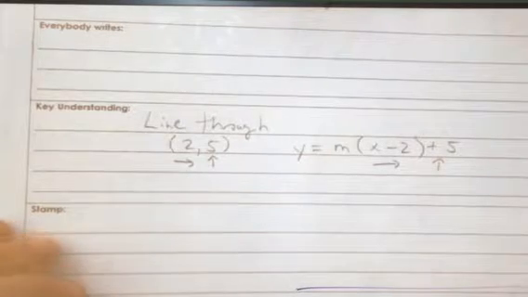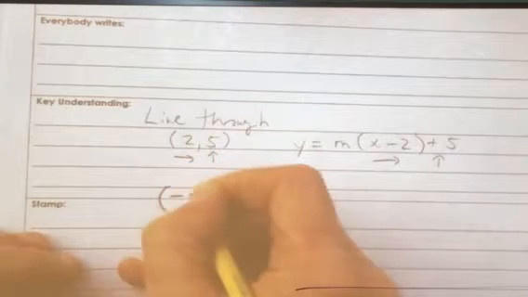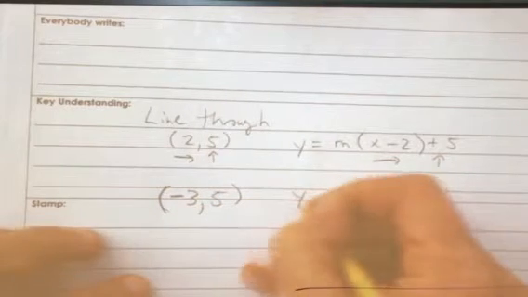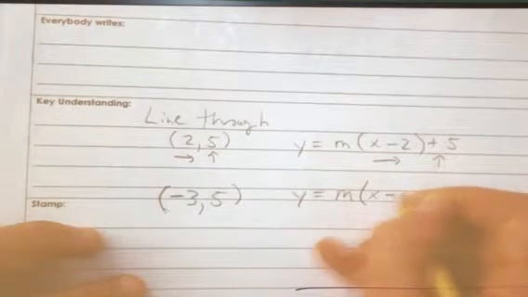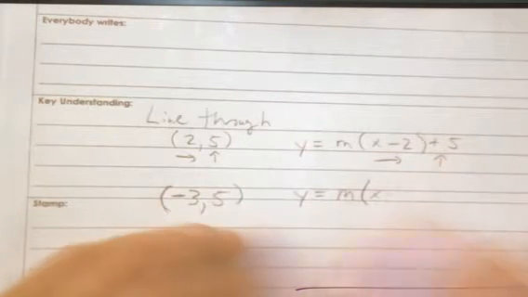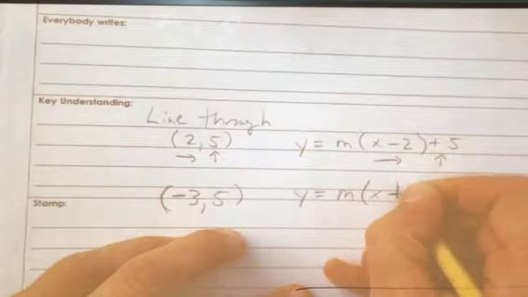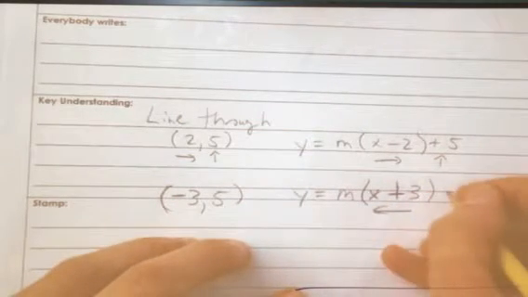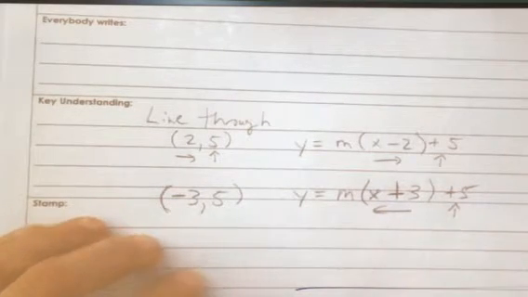Okay, good. Let's do another one. This time, let's go through a negative x value, but then a positive y value. So this should be y equals the slope times, careful, x minus negative 3. And that's the same as x plus 3. See the letter L in the plus sign when you look in the parentheses as a reminder to go left. And then again, this is up 5. That's left 3 and up 5.